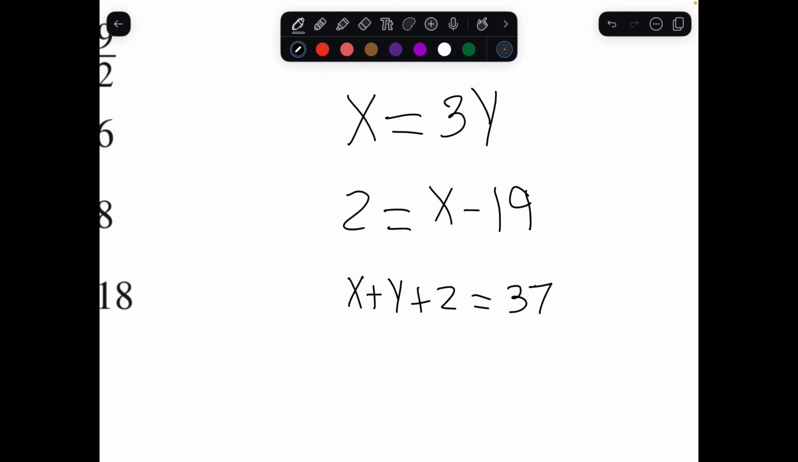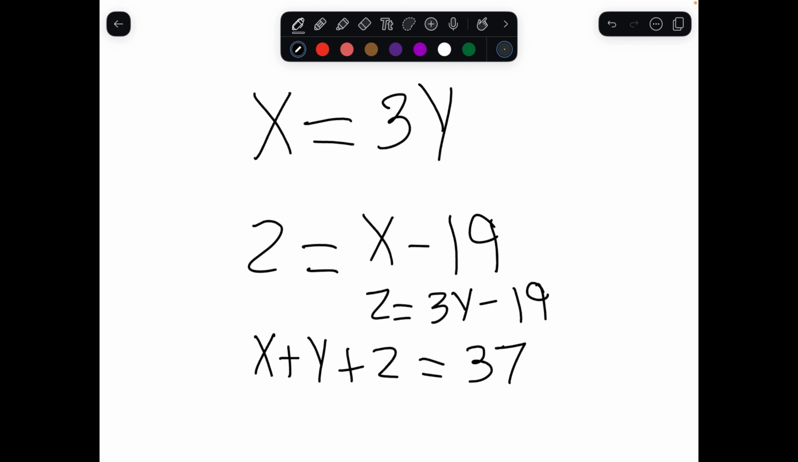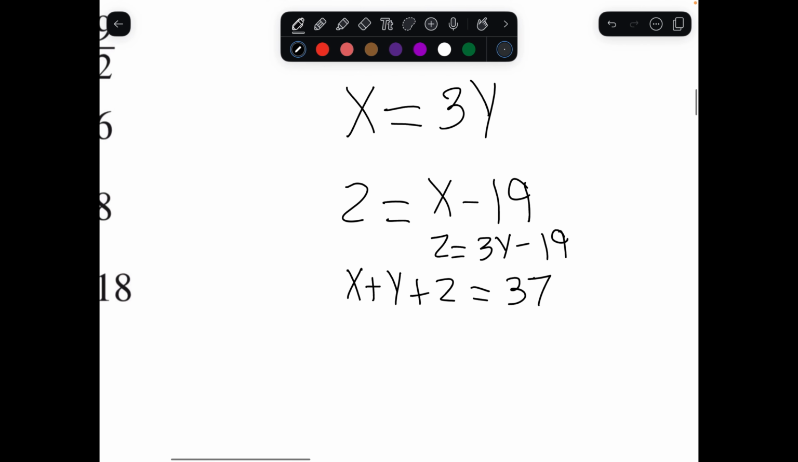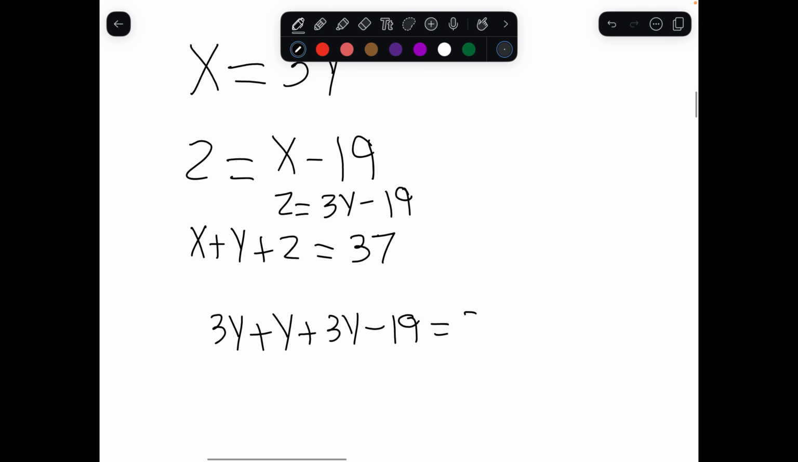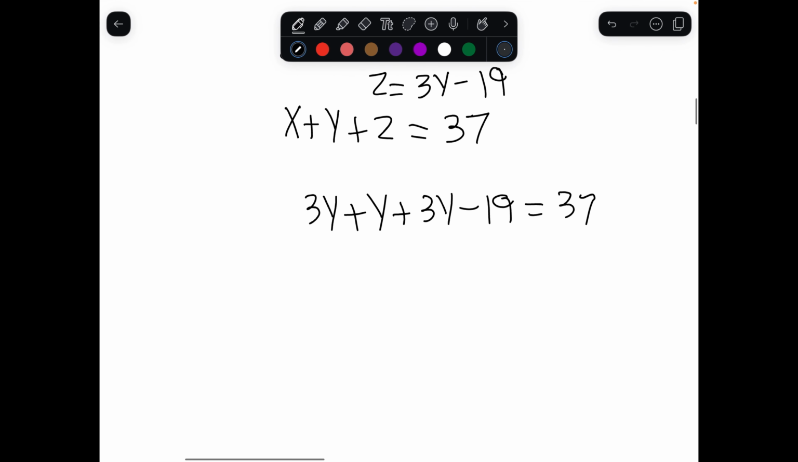To get z in terms of y, notice that z equals x minus 19 and x equals 3y, right? So z equals 3y minus 19. Now you can substitute x with 3y and z with 3y minus 19 into the sum equation: 3y plus y plus 3y minus 19 equals 37. And now, since we got them in terms of y, we can just solve for y.